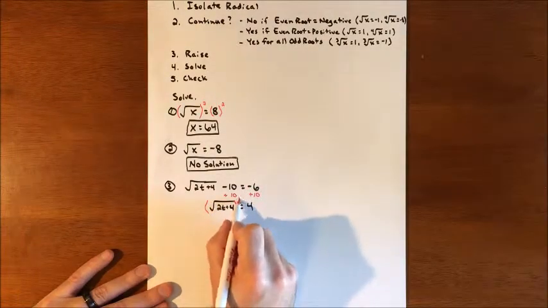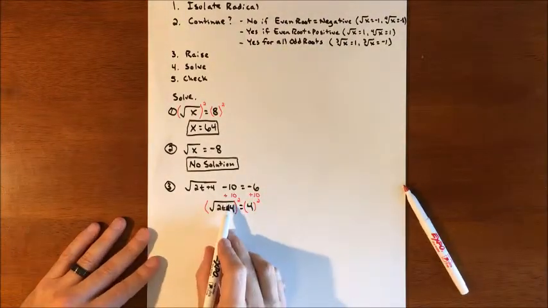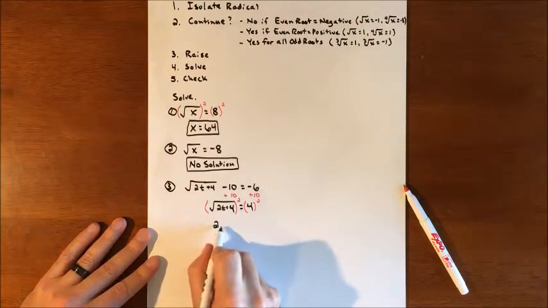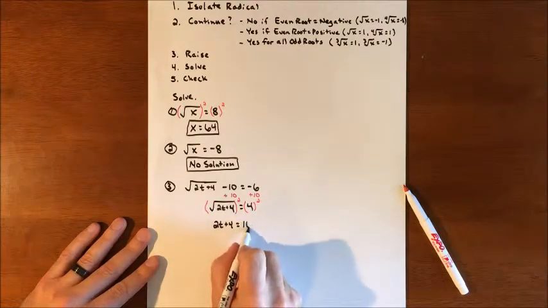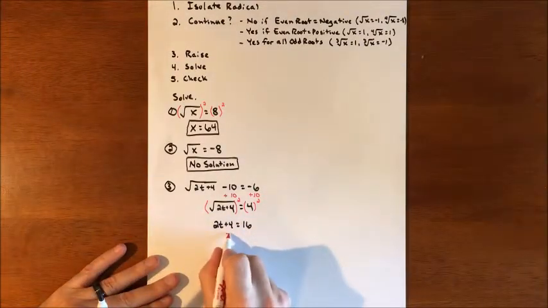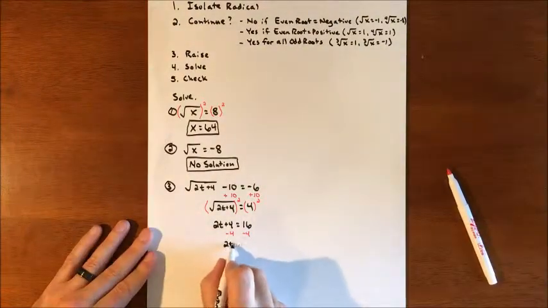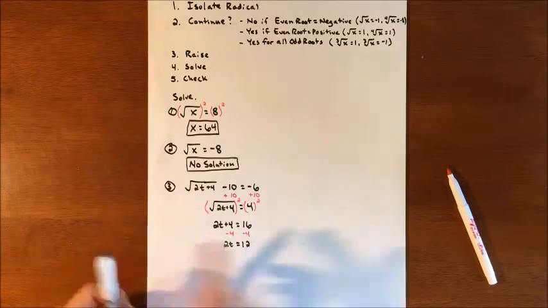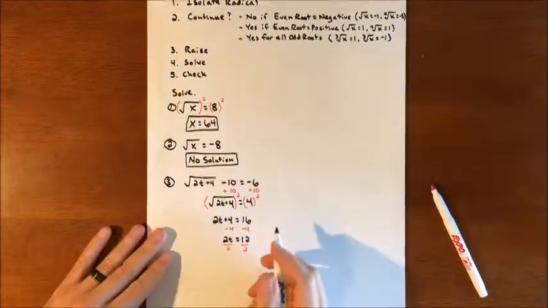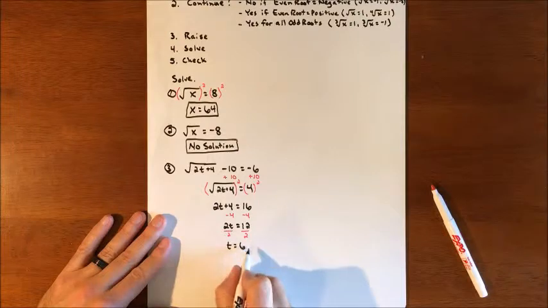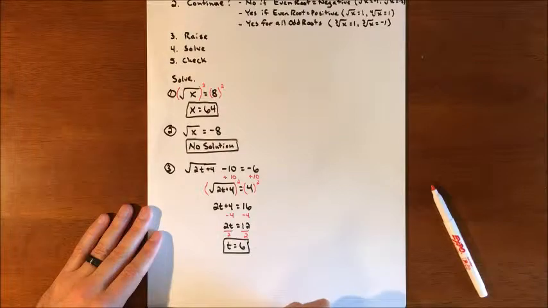We will square both sides to cancel out our square root. So that will leave us with 2t plus 4 on the left side, 4 squared is 16 on the right, and we solve away. So we'll subtract 4, and that'll give us 2t equals 12, divide by 2, and we'll get t equal to 6. And if we plug it back in, do all the math, it should work out just fine.